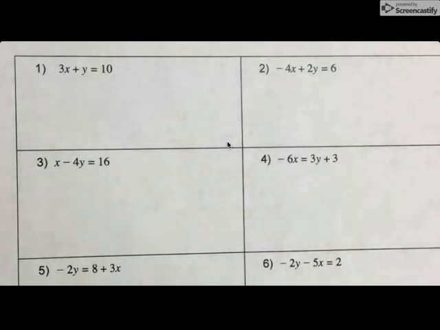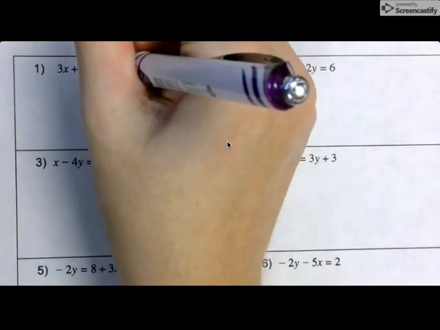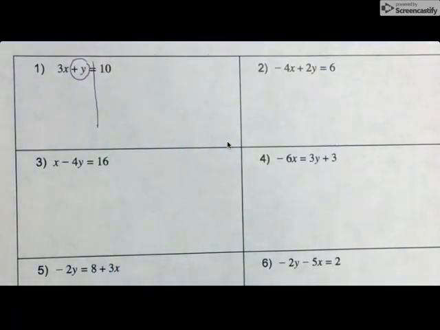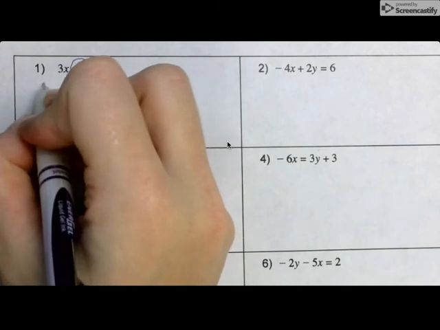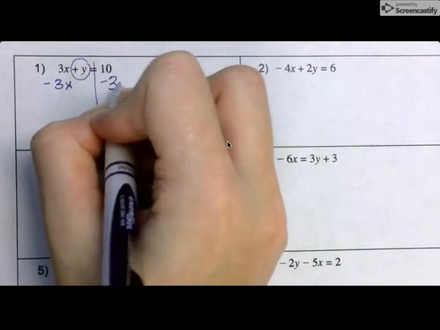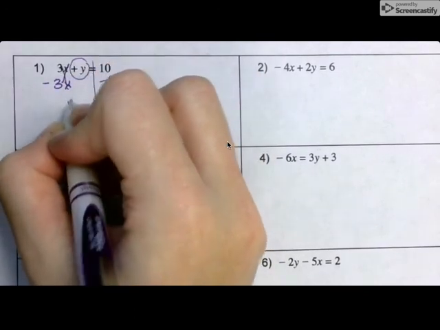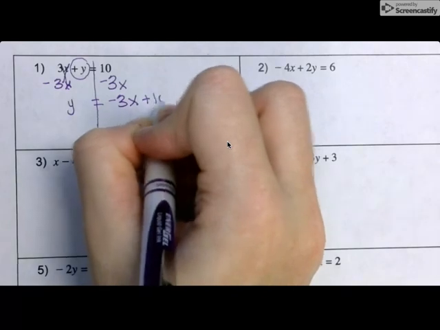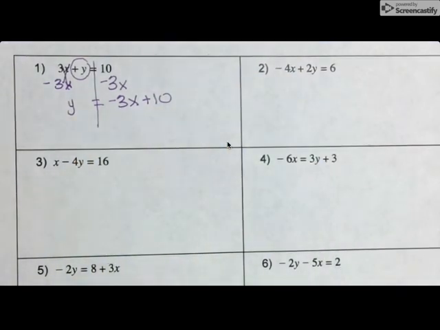Okay, so when we are solving for y, we are going to draw our barrier and circle y, or the term with y, because that's what we want to get alone. The first thing we need to do is subtract 3x on both sides. And again, when I do this, that 3x and that 10 are going to stay separate terms. They are in different trees.